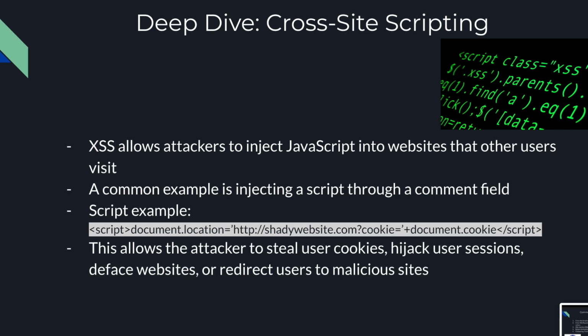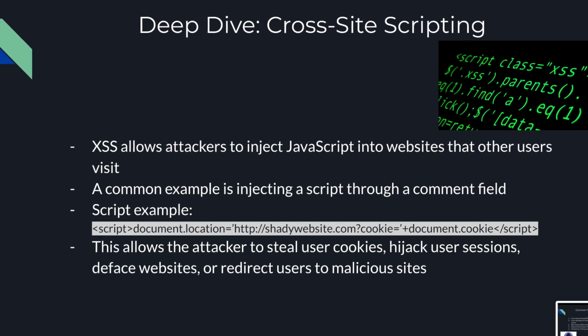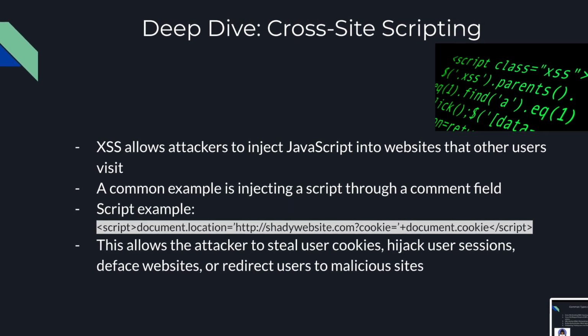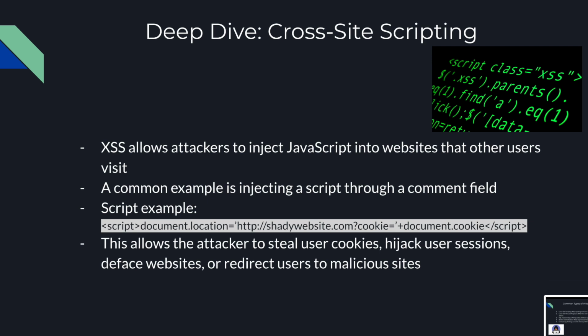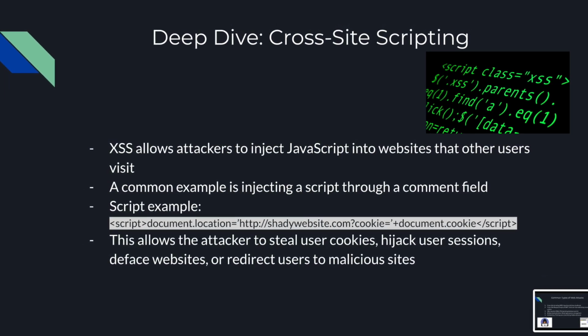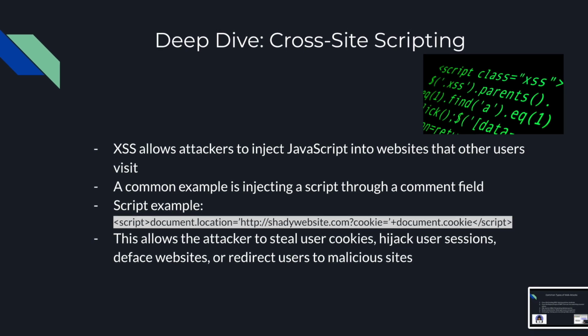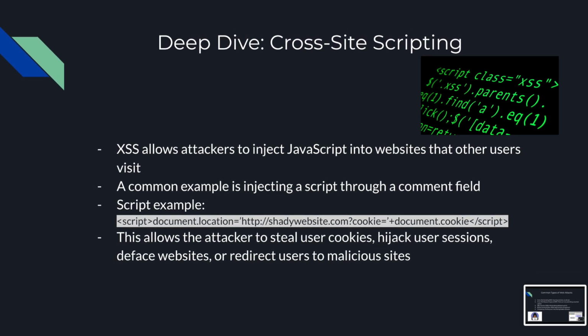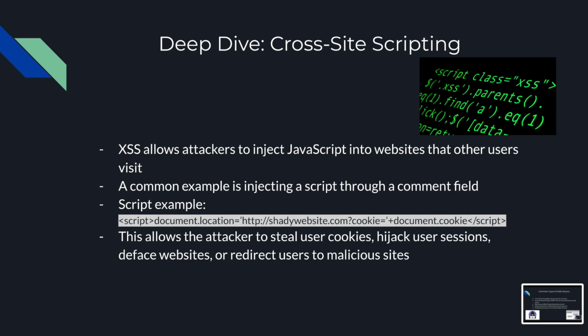Cross-site scripting allows attackers to inject JavaScript into websites that other users visit. A common example is injecting a script through a comment field, like the one below. This allows the attacker to steal user cookies, hijack user sessions, deface websites, or redirect users to malicious sites.